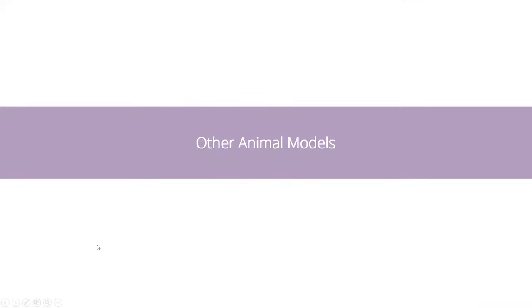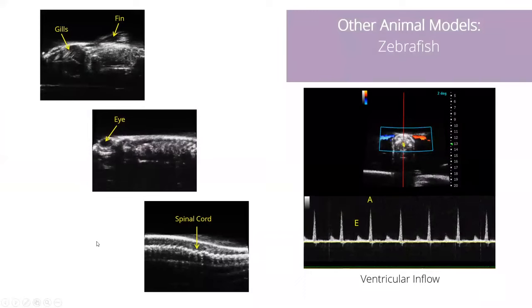Finally, I'll finish up with other animal models and show you a couple of different examples. So zebrafish can be held within either a foam or a plasticine holder, and we're able to image through the belly of the animal or the dorsal area of the animal quite well, because that's a nice soft area. And we're actually able to measure flow through the heart.